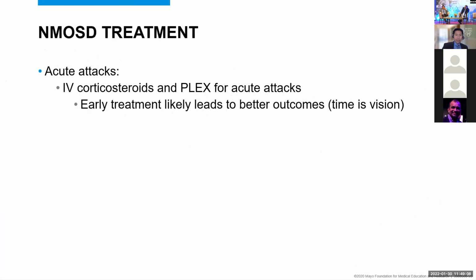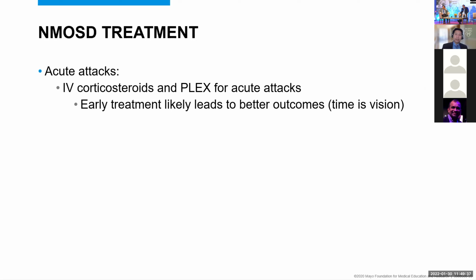So because these attacks are so severe and we know the prognosis is so poor, we really have to treat every acute attack very aggressively. And we typically treat with IV corticosteroids and plasma exchange. And most likely, early treatment leads to better outcomes. And there's that saying that time is vision, and it probably really matters for NMO because we know the natural history is so poor.